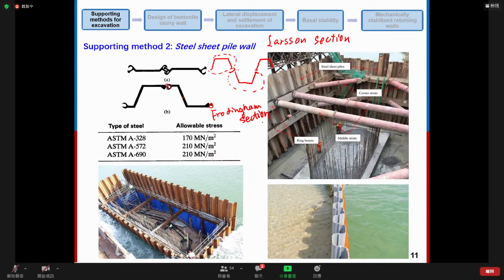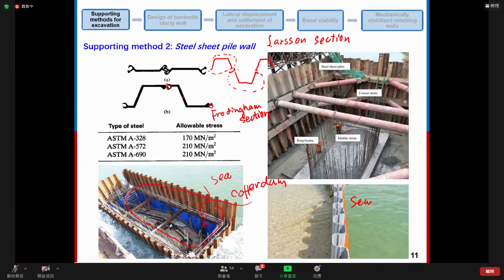Okay. As we discussed before, this method is very good at cutting off the water flow. So it can be used on the sea side. For example, this one, this is sea water. It's very good at cutting off the water. So the water, it's not easy for the water to penetrate inside. So this method is also very useful to form a cofferdam. So you can consider this one is a cofferdam.